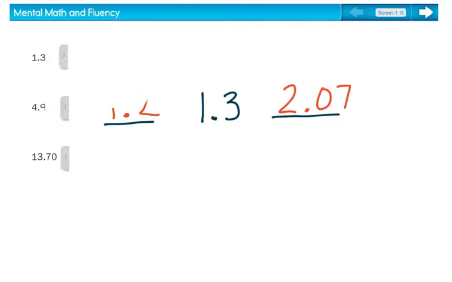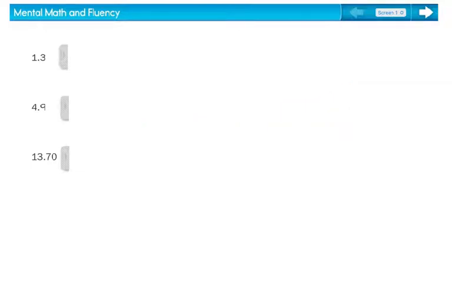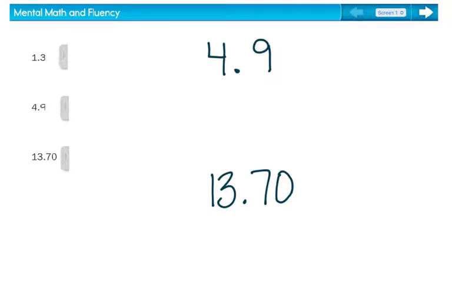All right, I am going to have you erase that, and at the top of your screen, write 4 9/10, and near the bottom in the middle, write 13 70/100. I want you to write a decimal that is smaller than 4 9/10 and larger than 4 9/10, and a decimal that is smaller than 13 70/100 and one that is larger than 13 70/100. Go ahead and pause your video.